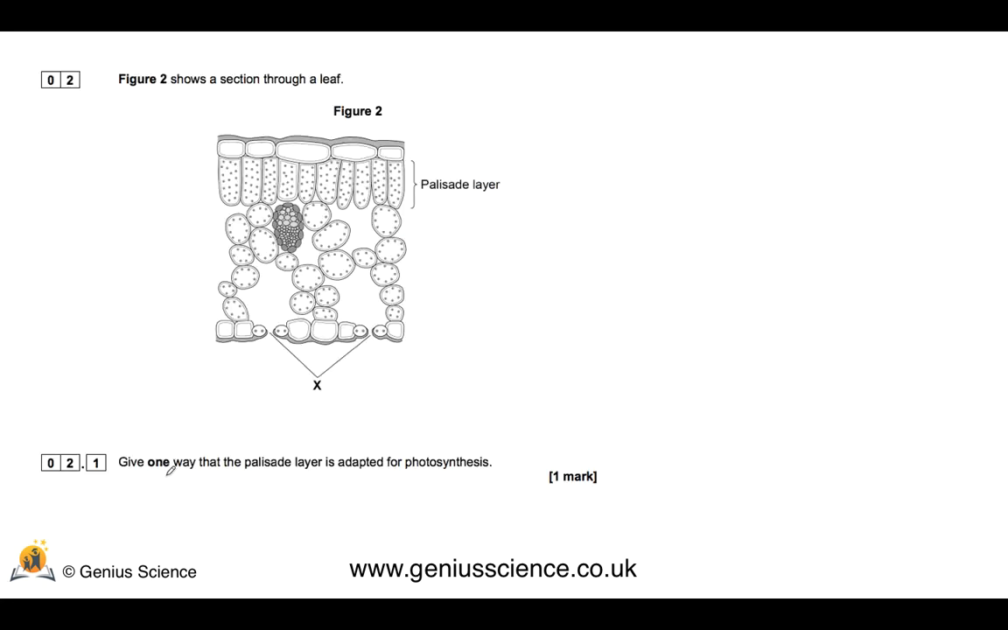Question 2 now, and figure 2, that's here, shows a section through a leaf. Okay, so we're looking into the leaf. And this is the structure of the leaf as if you looked under a microscope. And we've got the palisade layer labelled here. In question 2.1, we have to give one way that the palisade layer is adapted for photosynthesis. Now, remember, photosynthesis is using light energy, so energy from sunlight, and converting it into glucose, which is a chemical energy store. A little bit of background there.